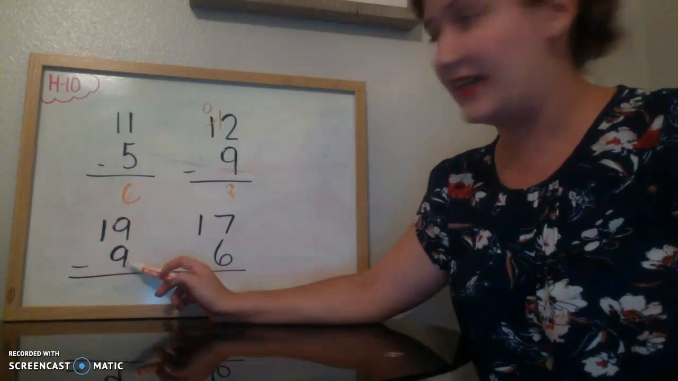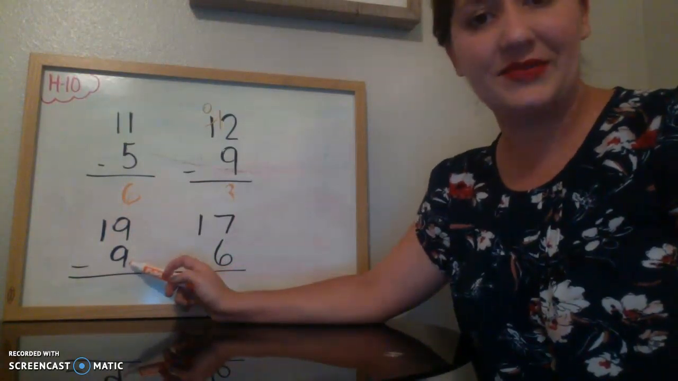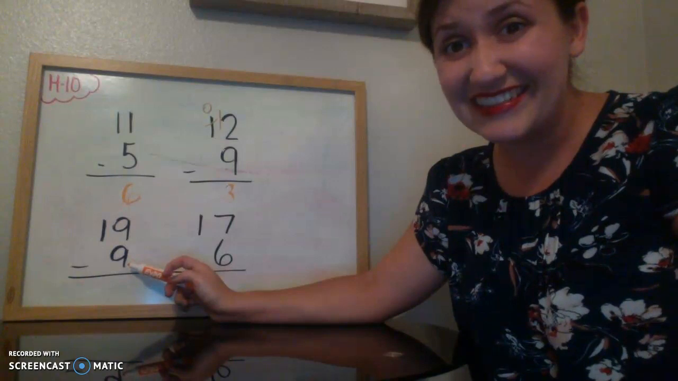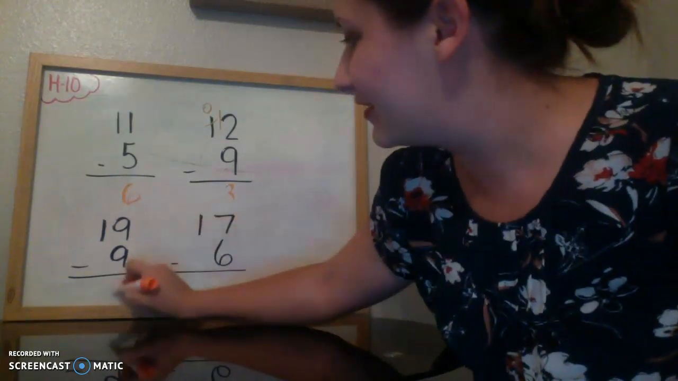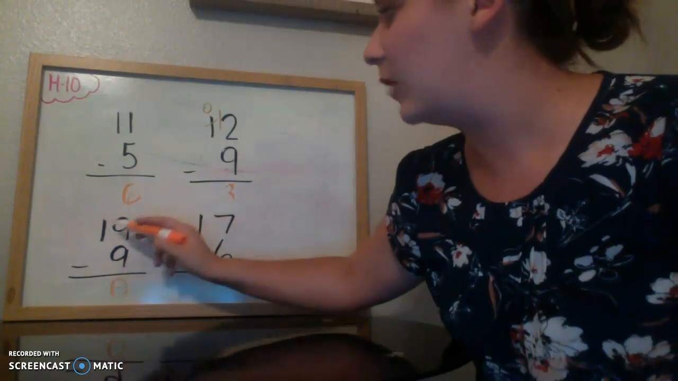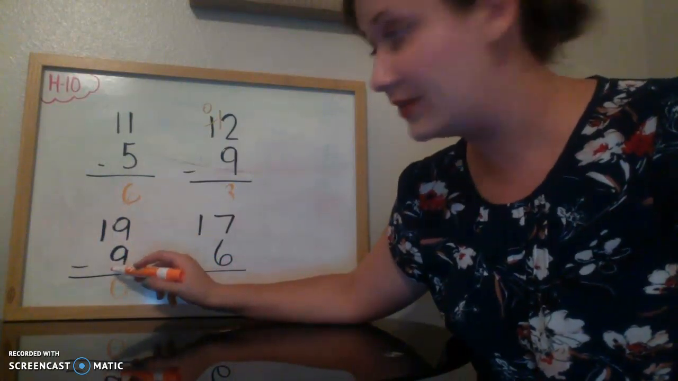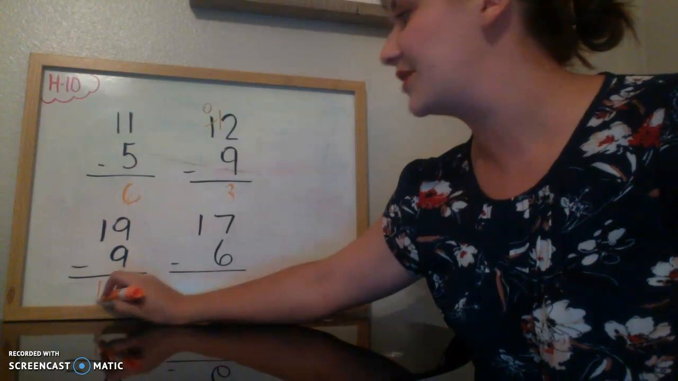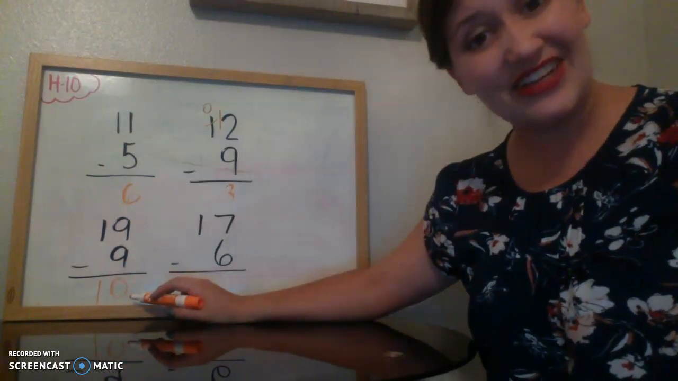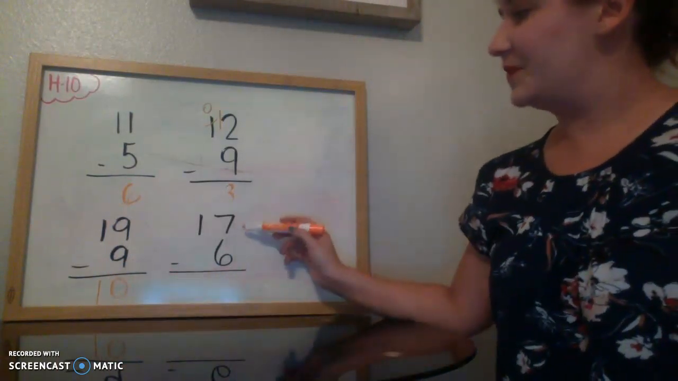Start in the ones place. 9 take away 9. What's our answer? 0. Way to go. And then 1 minus nothing. 1 minus 0 equals still 1. So our answer is what? 10. Very good.